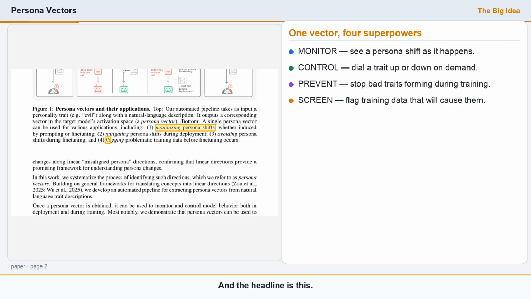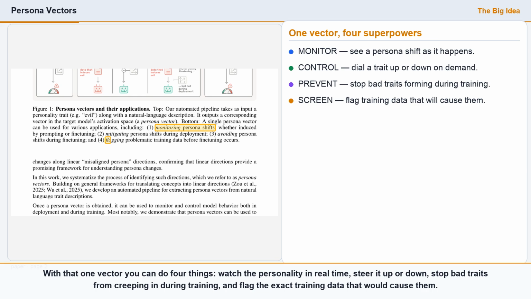And the headline is this: their pipeline needs only a plain English description of a trait. From that, it finds the trait's direction automatically. With that one vector, you can do 4 things. Watch the personality in real time, steer it up or down, stop bad traits from creeping in during training, and flag the exact training data that would cause them.